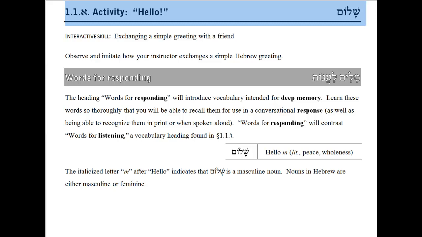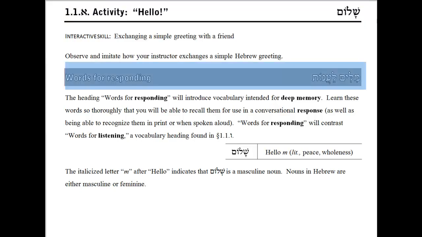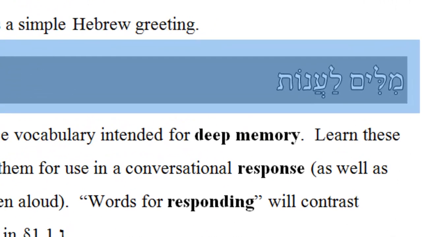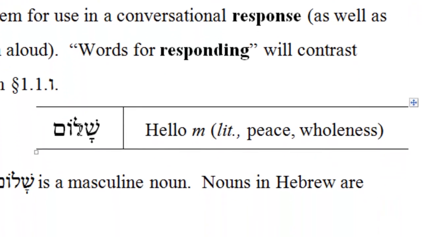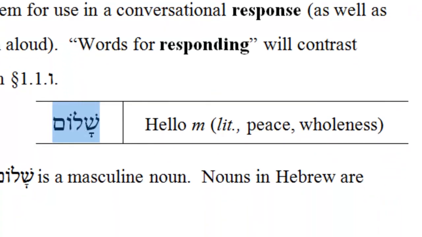Segment 1.1. Alef. Words for responding. Milim la'anot. There is only one word for responding in this segment. The word shalom. Shalom. In Hebrew, all nouns are gendered, either masculine or feminine. Shalom is masculine, indicated by the italicized letter M. Take time to learn the gender of a word as you are memorizing its meaning.